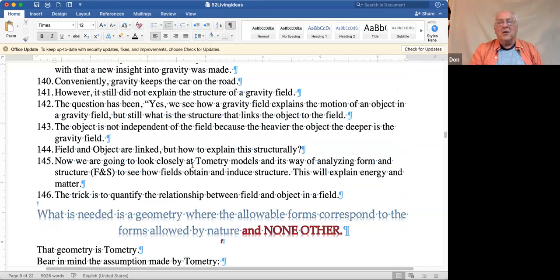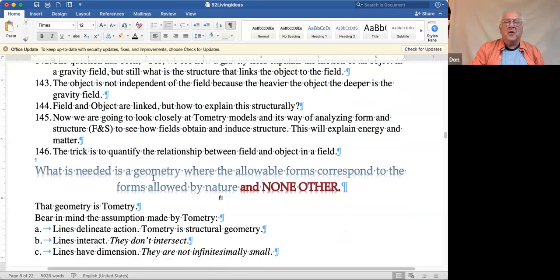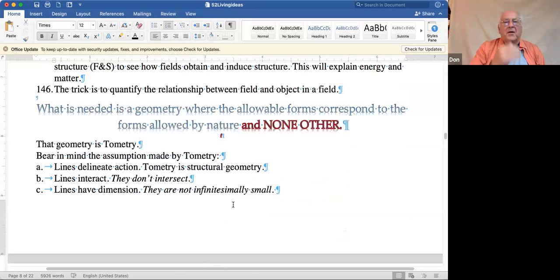Now we're going to look closely at Tometry models and its way of analyzing form and structure to see how fields obtain and induce structure. This will explain energy and matter. The trick is to quantify the relationship between field and object. And I'm back to stating this again about what is needed in geometry, where the allowable forms correspond to the forms allowed by nature. That geometry is Tometry.